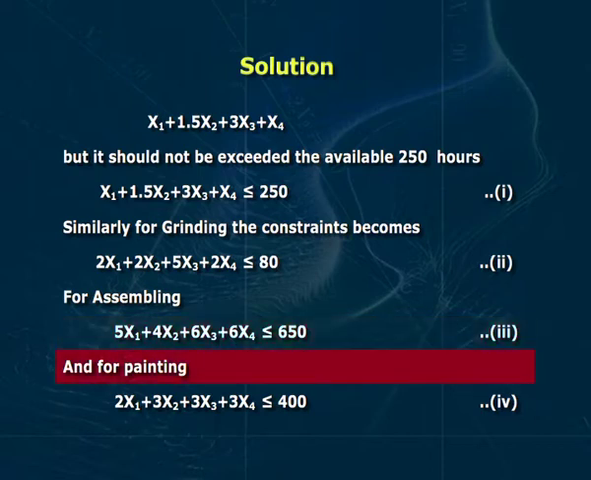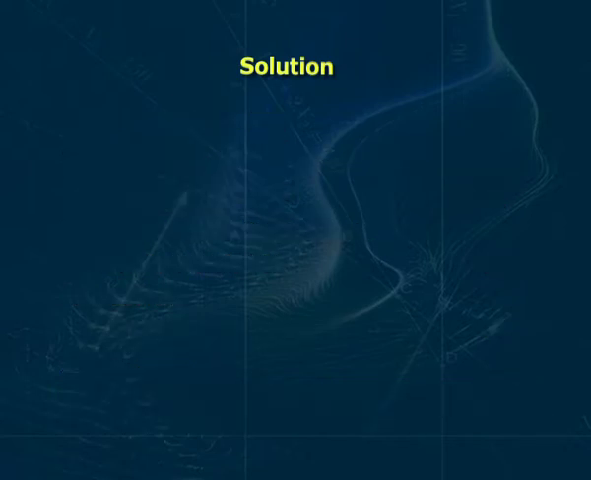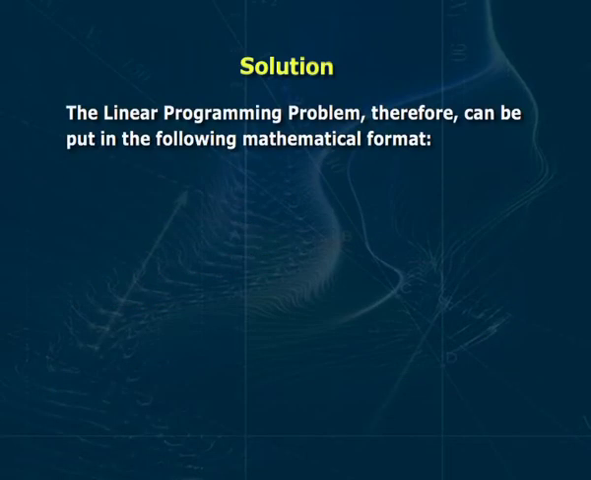And for painting, 2x1 plus 3x2 plus 3x3 plus 3x4 less than or equal to 400 becomes constraint 4. The linear programming problem therefore can be put in the following mathematical format.